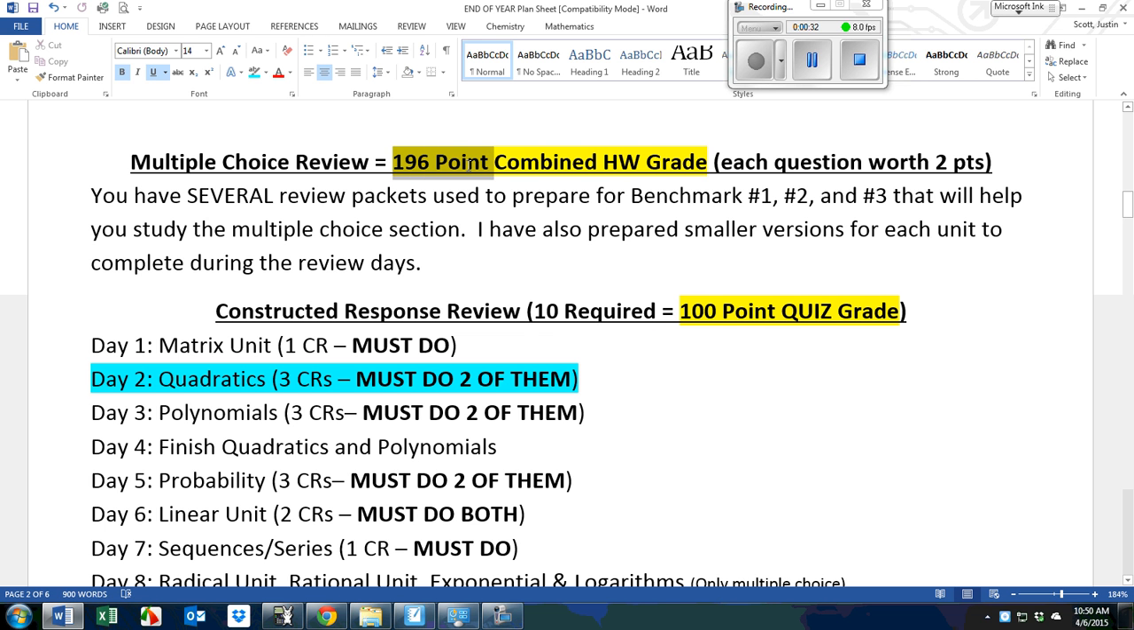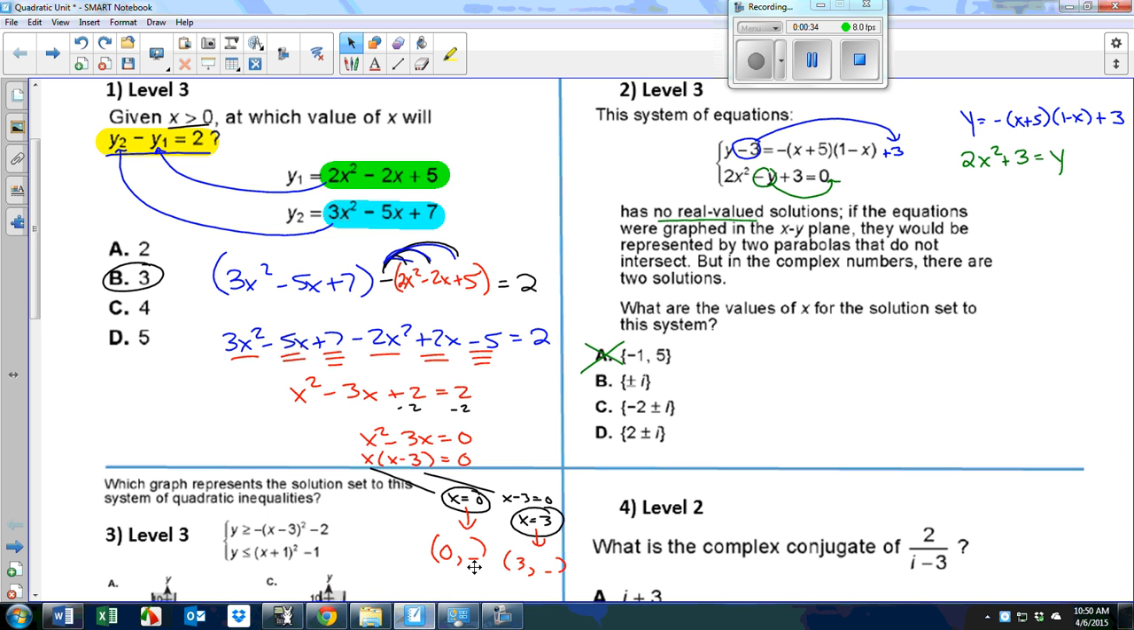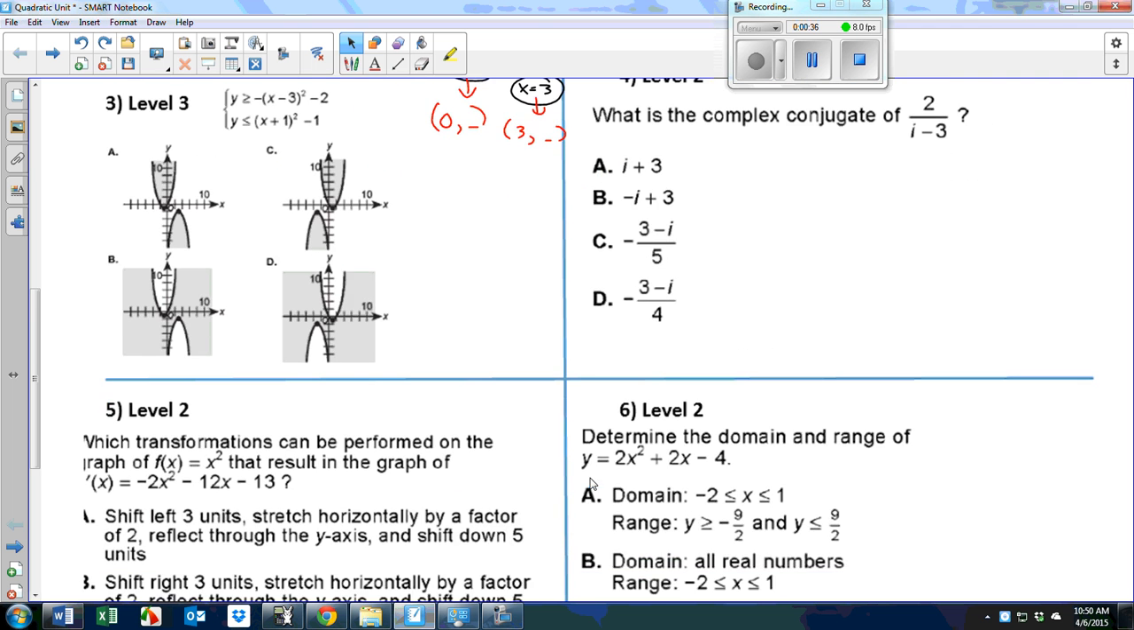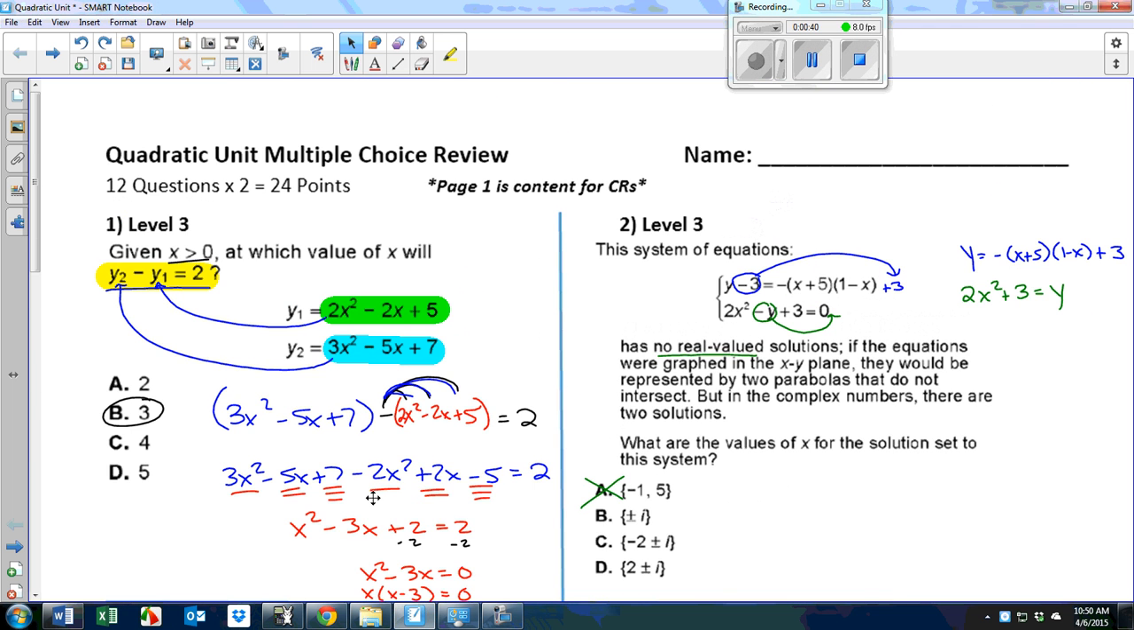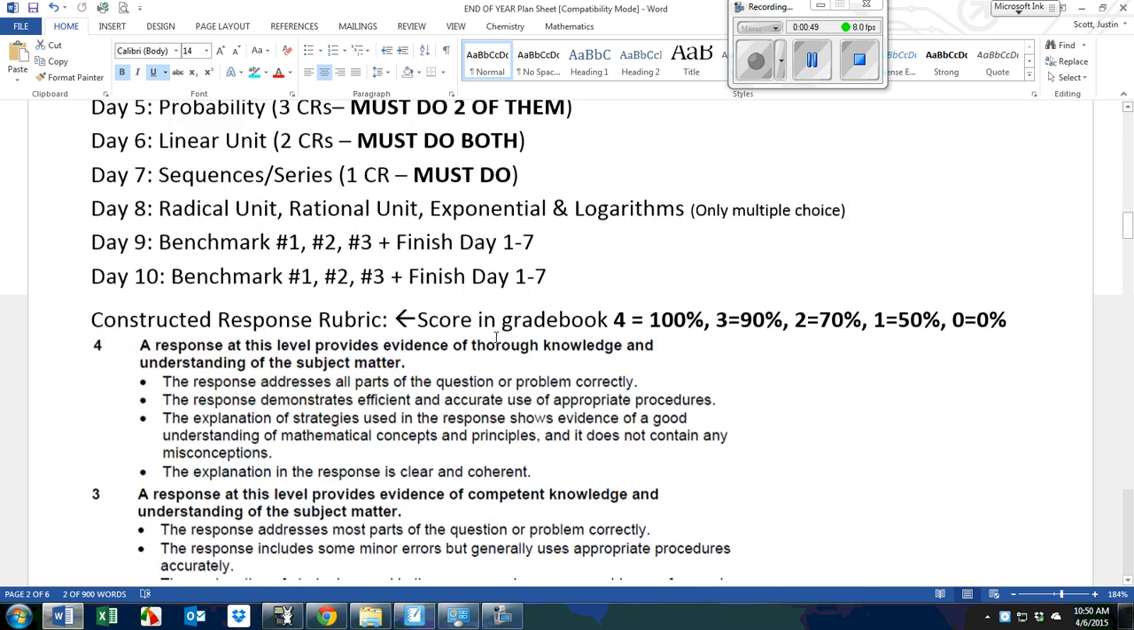And then the 196-point homework comes from the multiple choice questions, which I've already started on the front page, some work that we'll talk about in just a second. But the first page of the multiple choice is always to prepare you for the constructed responses you have to do in that unit. So let's take a peek at those real fast.